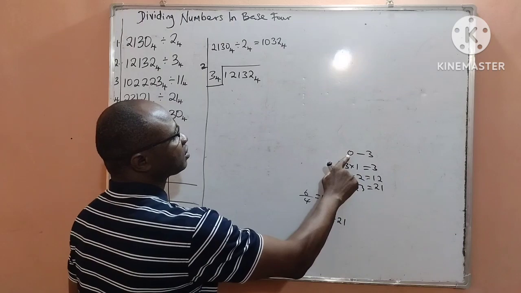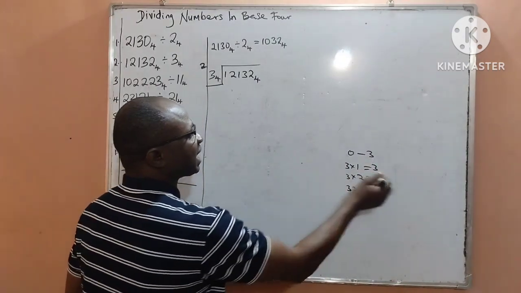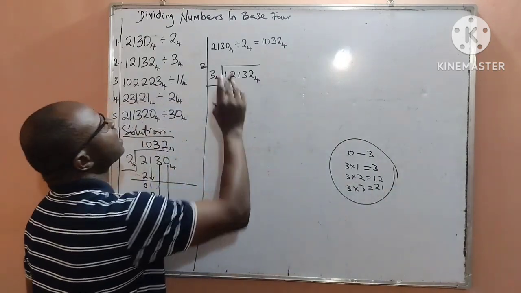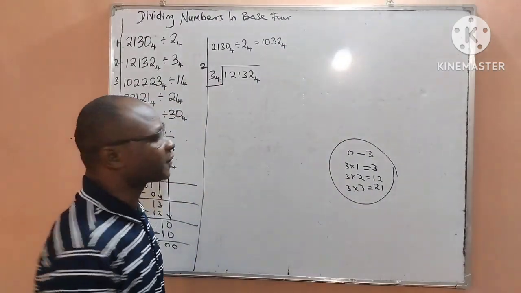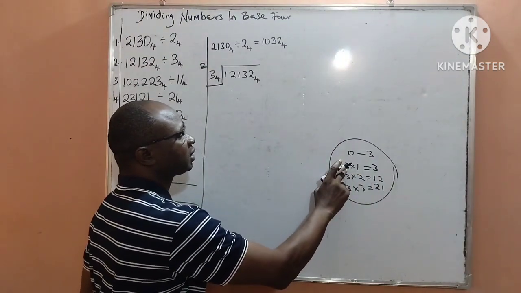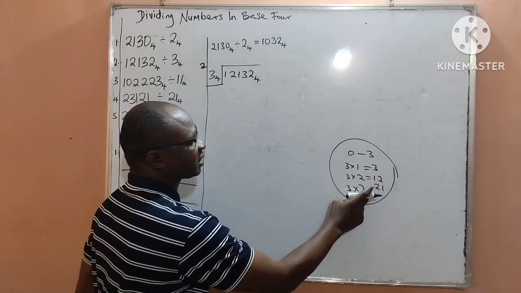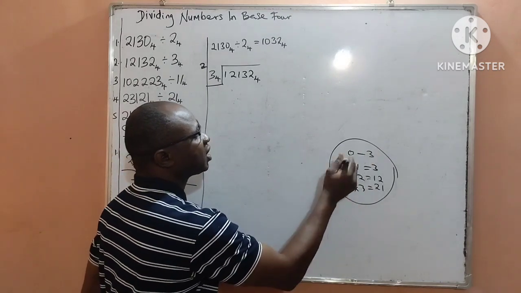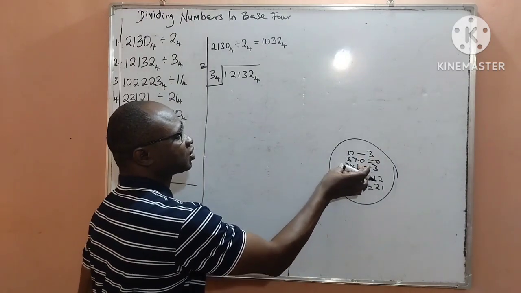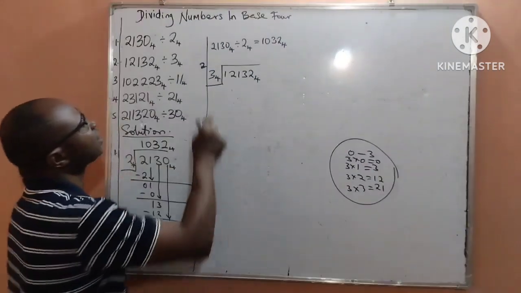So from 0 to 3, we have reached 3. These are the values that we need to carry out this division in base 4. Multiplication table for 3: 3 by 1, 3 by 2, and 3 by 3. We stop at 3. Of course, 3 by 0 is still 0, so we don't need it. We just started from 1. Now let's carry out the division.